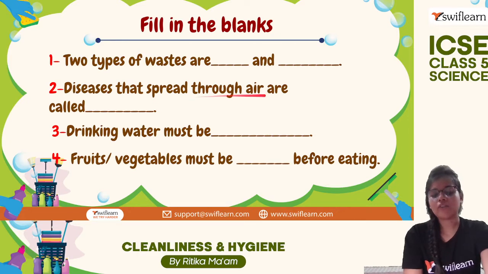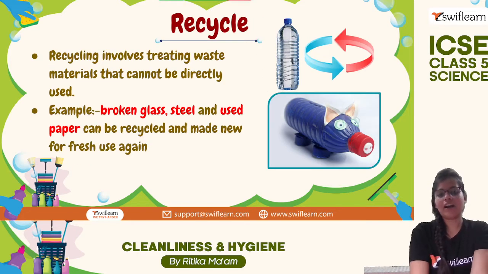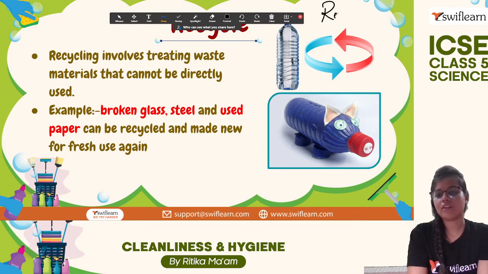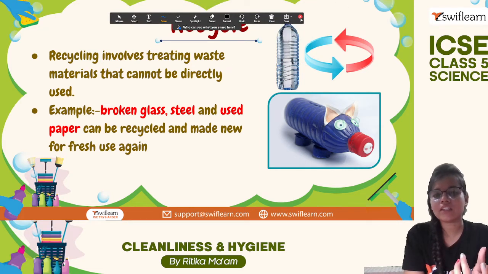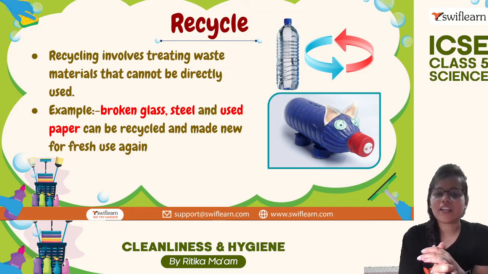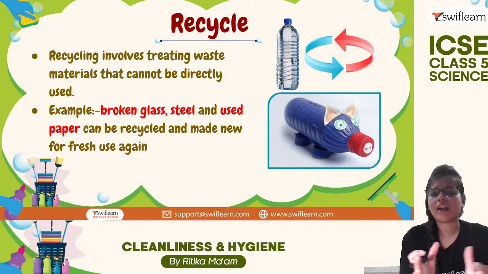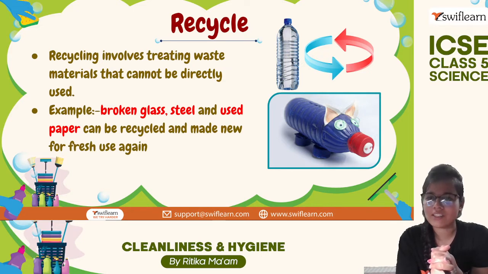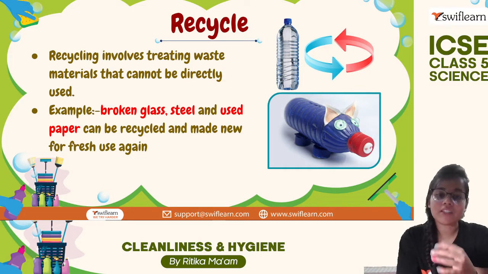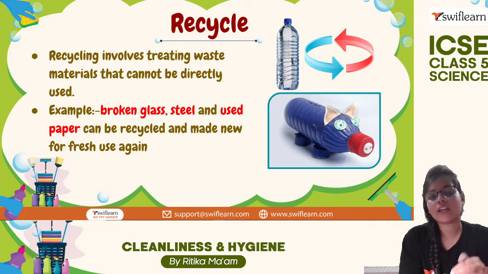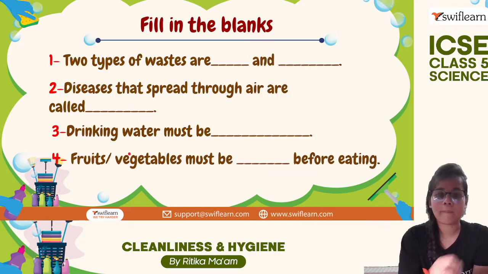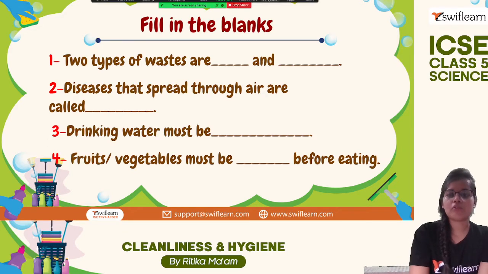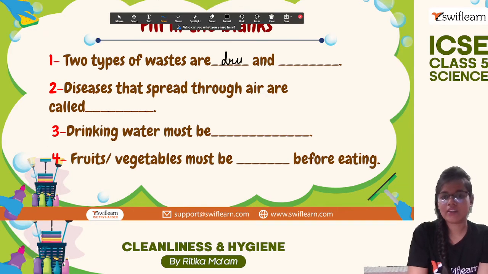Apart from these 3 R's, there is one more R, which is refuse. What is refuse? Refuse means if you do not need anything, just say no. Many times we buy many things which are actually not of much use to us. To save the environment, it is better that we minimize the use and refuse whatever is not very necessary to us. So there are 2 types of waste, dry and wet waste.